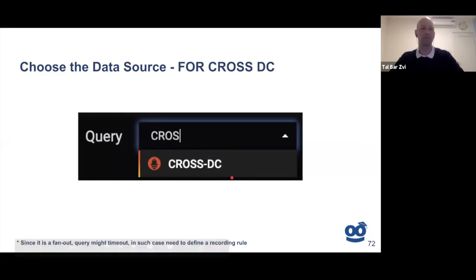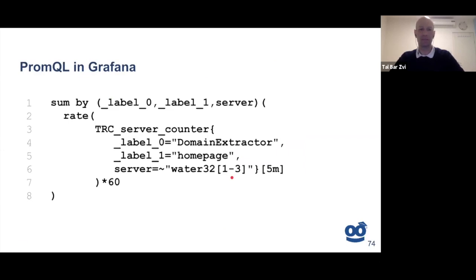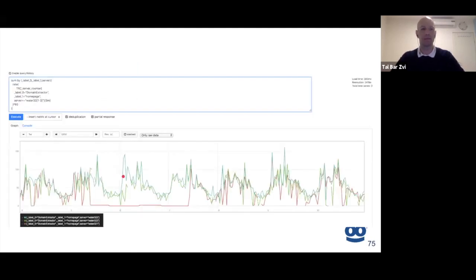Okay. So for instance, this query: sum by 3 labels, rate of a counter of 3 servers multiplied by 60 to get a rate by the minute and not by the second, right? Because rate gives you by the second. So if you multiply it by 60, it will give you by the minute. So this is how it looks in the Prometheus UI or the Thanos UI.